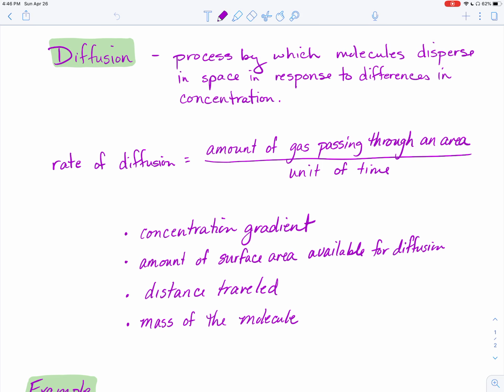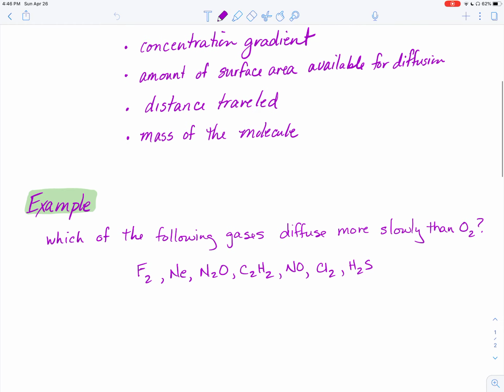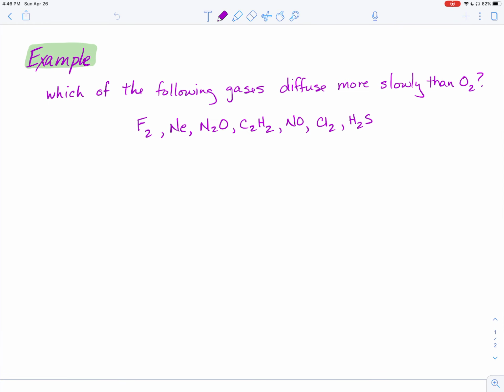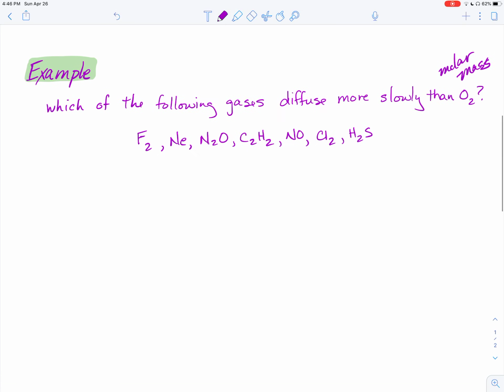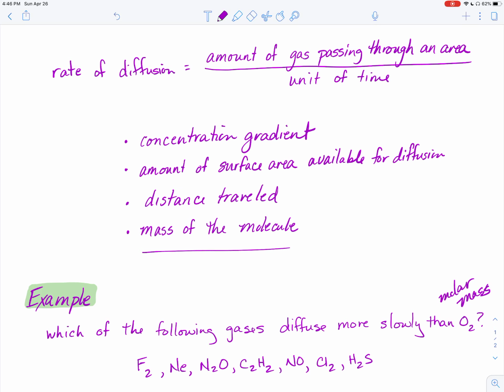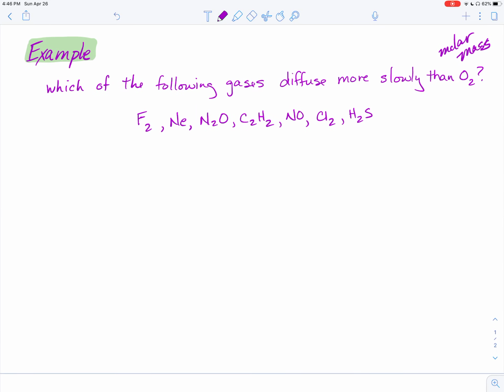Now, when it comes to diffusion of gases, the things that I'm going to ask you to be able to do are something like this example problem. It says, which of the following gases diffuse more slowly than oxygen, or O2? And really, you don't have any information about these gases other than their molecular mass or molar mass, which is one of the features that can affect the rate of diffusion. And so, as simply as this, the things that move slower than oxygen will be of a higher molar mass.